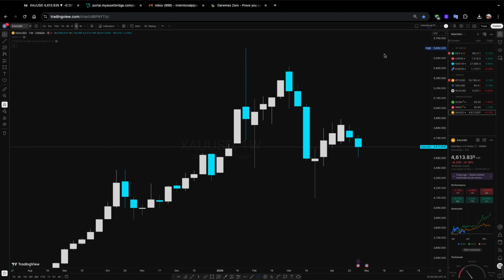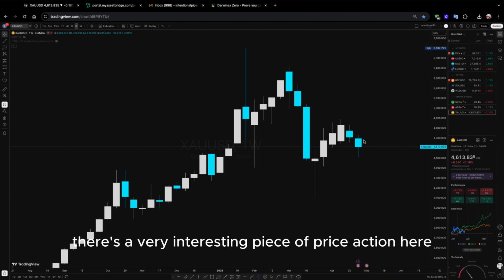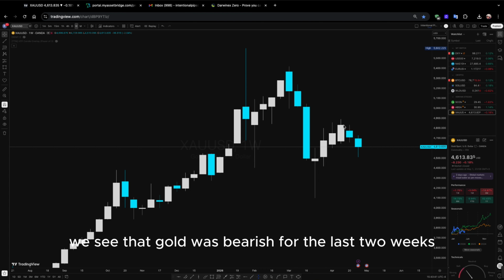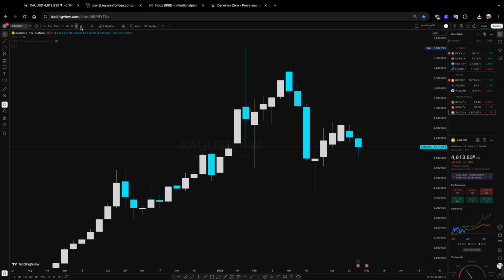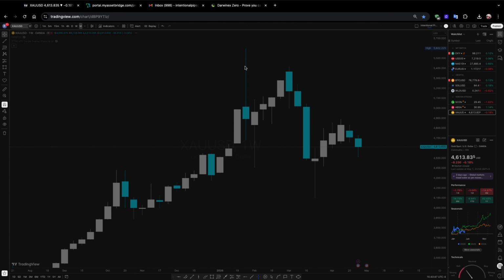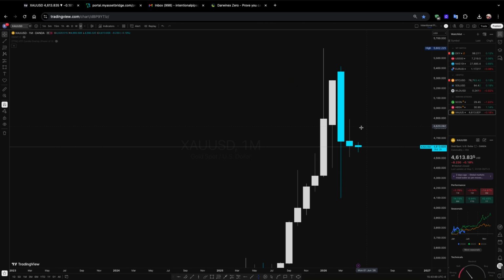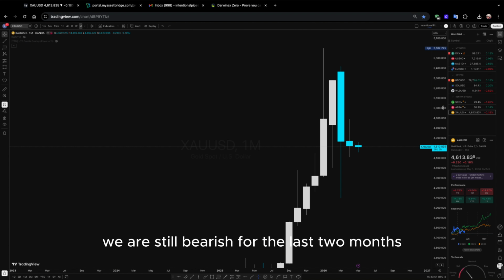Okay, now on gold USD, there's a very interesting piece of price action here. We see that gold was bearish for the last 2 weeks, and even on the monthly time frame we are still bearish for the last 2 months.